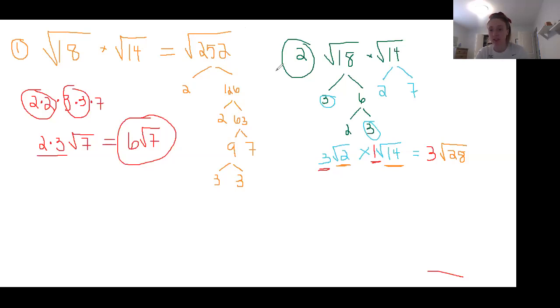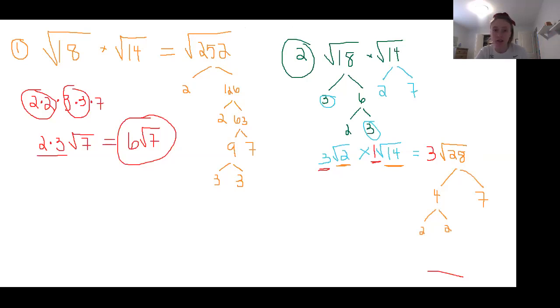That's why sometimes it's easier to simplify first. Now, we're still not done because 28 doesn't come out evenly. 28, I think that's 4 times 7, right? I get 28. So 7 I can't simplify anymore. I know 4 is 2 and 2.